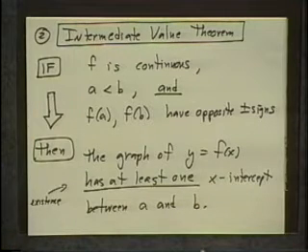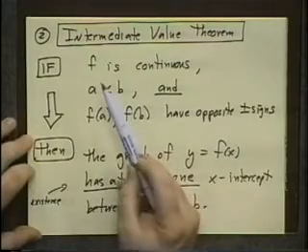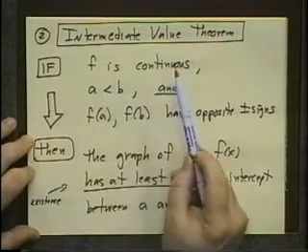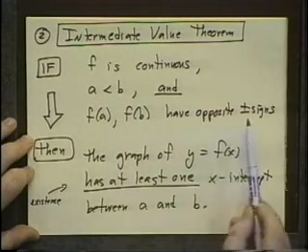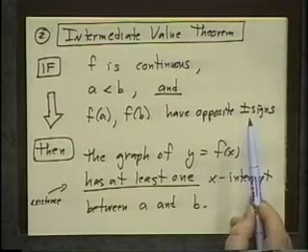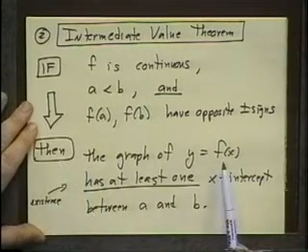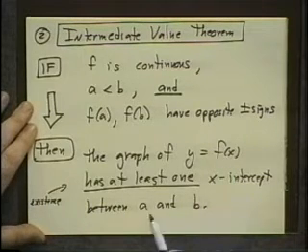Now, I'll bring this statement back in a moment once we have the picture. Let me read it one more time. If you have a continuous function and a is less than b, and f of a and f of b have opposite plus or minus signs, so one of them's a positive number and one of them's a negative number, then the graph of the function, y equals f of x, has at least one x-intercept between those two numbers.